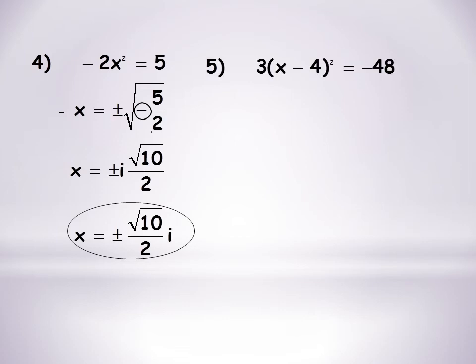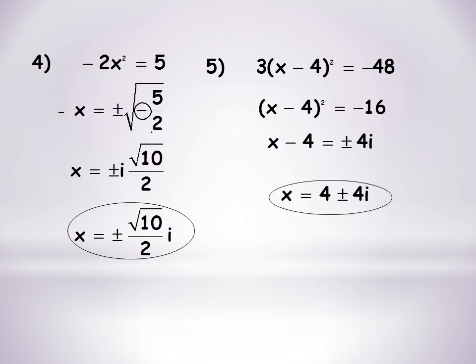All right, so once again, when you are solving by square rooting, you want to get the term that is squared alone, so I would divide by 3 first. Now I would square root both sides. So this negative 16 will become a plus or minus 4i, and now you can just add 4 to the other side.